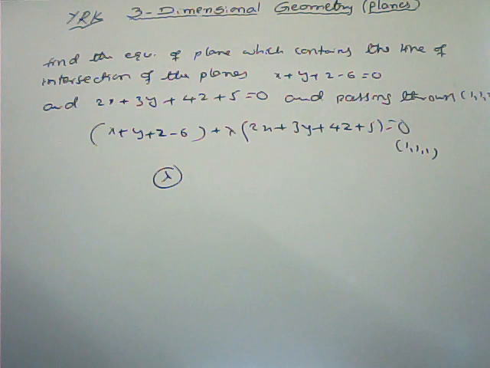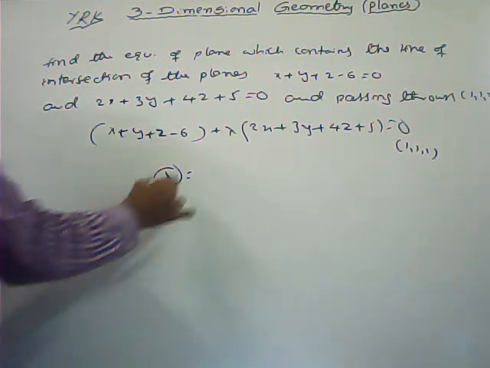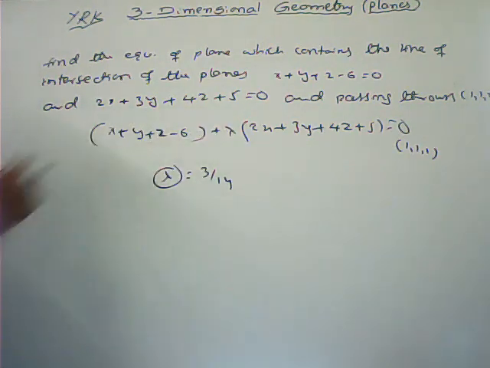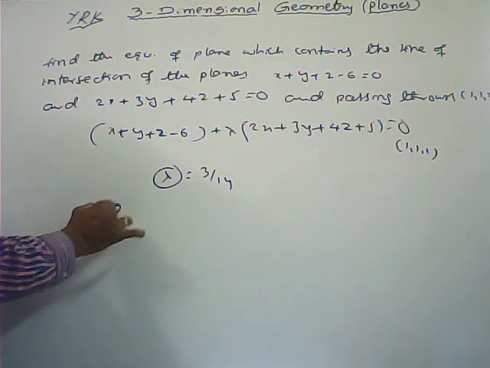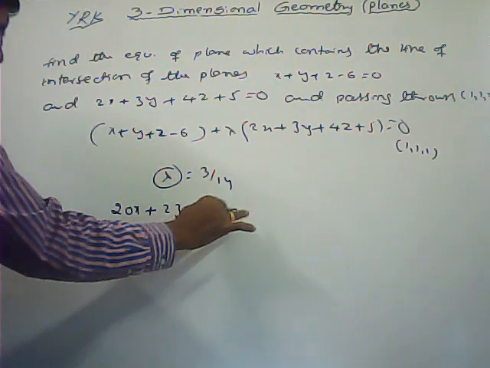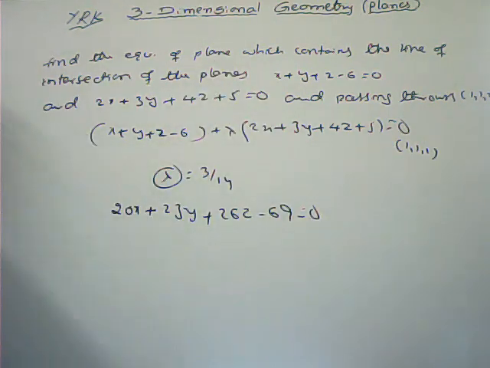We can get lambda value 3 by 14, I think. Substitute here and simplify that one. We can get the equation of the plane 20x plus 23y plus 26z minus 69 equal to 0. This is the equation of the plane passing through the line of intersection of the given two planes.